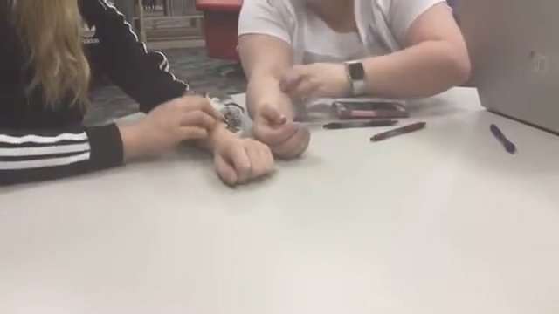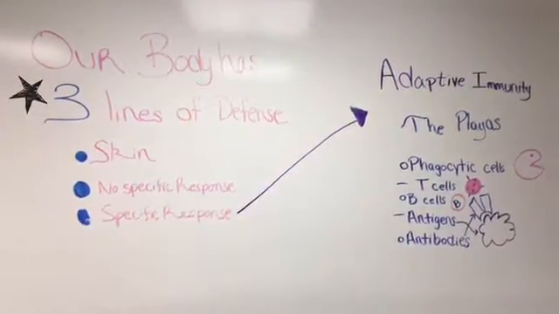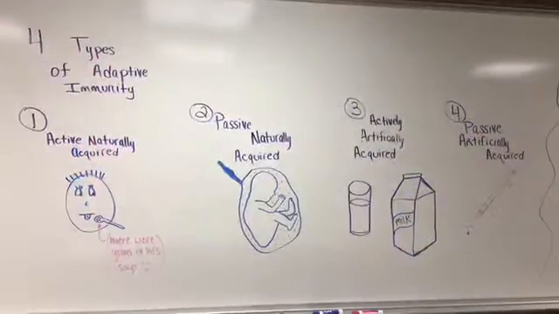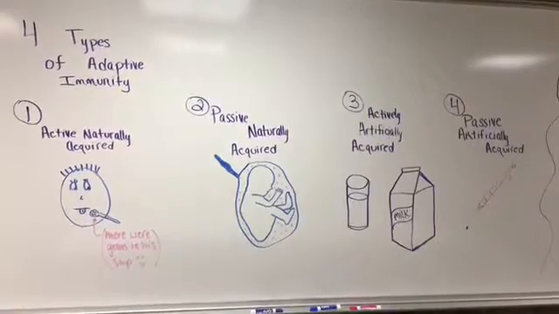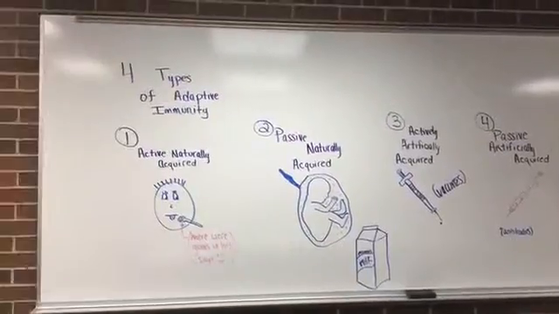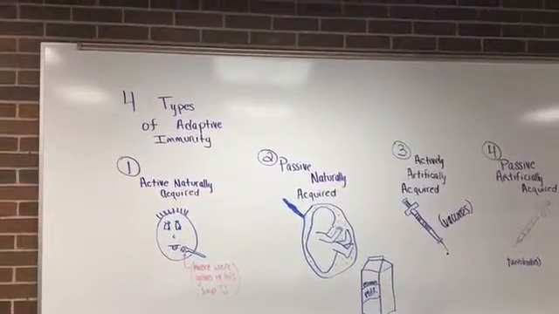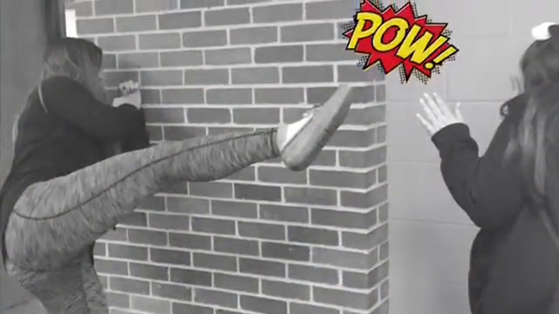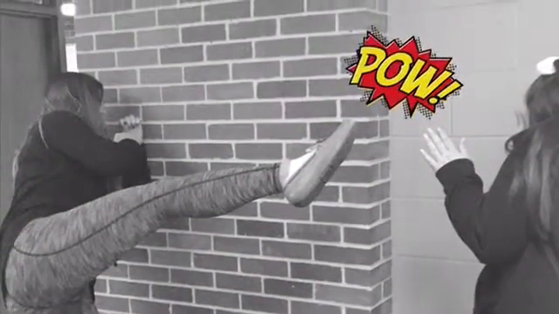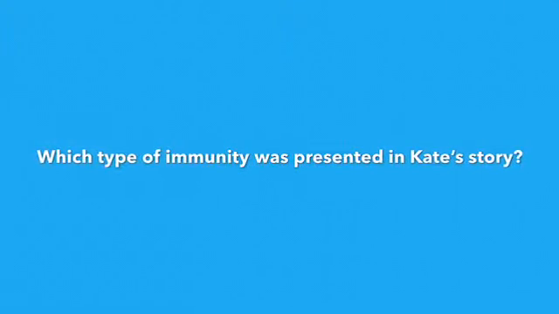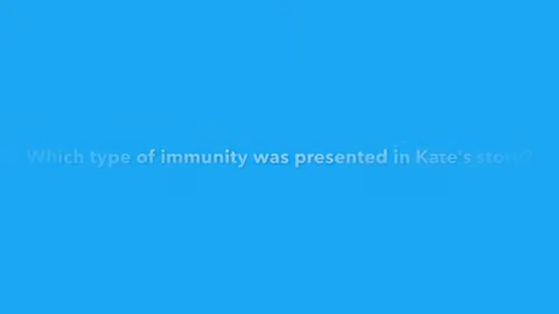Today we covered just the surface of how our bodies fight off pathogens. We shared the 3 lines of defense, the 4 steps of adaptive immunity, which is the 3rd line of defense, and the 4 specific types of adaptive immunity. Now that you all are experts on how our bodies fight microorganisms, we're going to test your abilities. Which type of immunity was presented in Kate's story? Don't worry, we'll give you a minute.